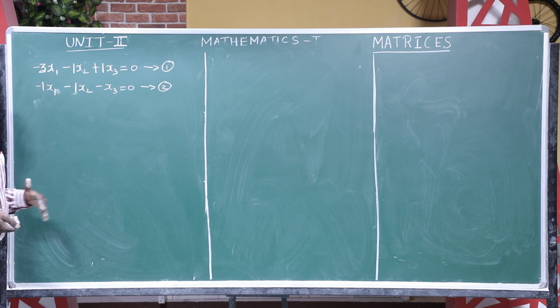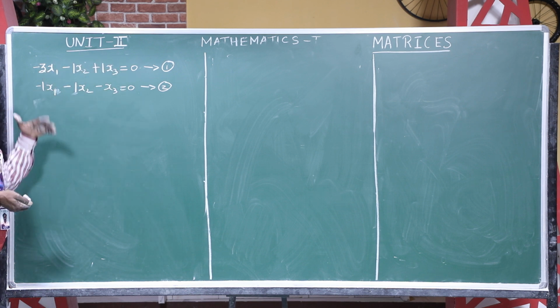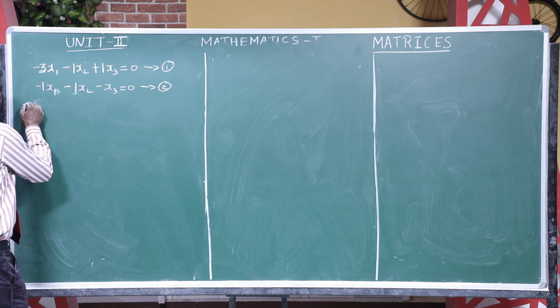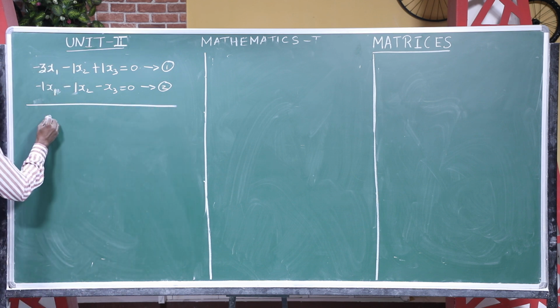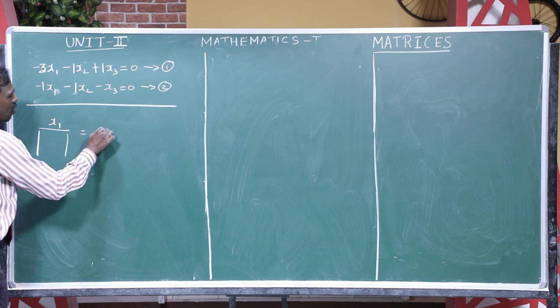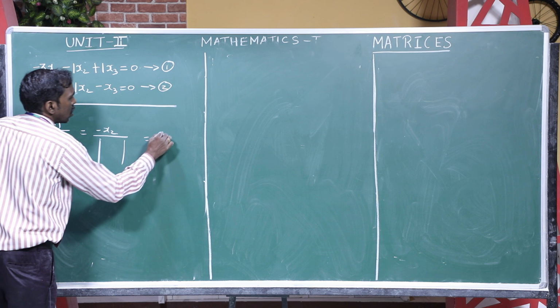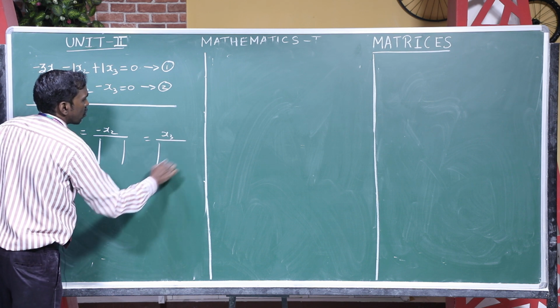We have the 3 equations. From the 3 equations, I can choose the 1st and 2nd. From 1 and 2, I have to solve the equation by using what? Cross multiplication method. So here, you know very well, x1 divided by a matrix, then minus x2 divided by another matrix, and x3 divided by another matrix.